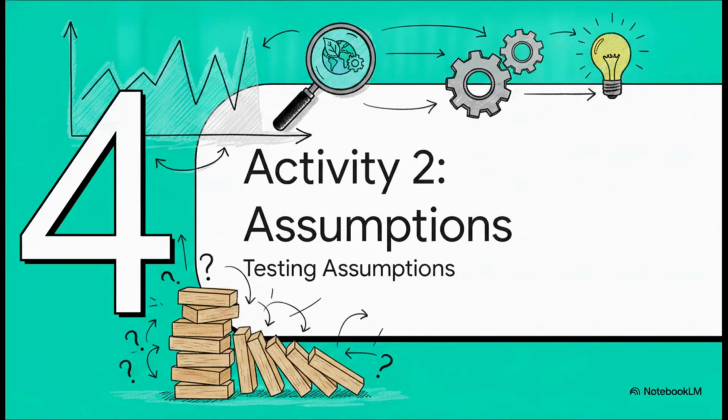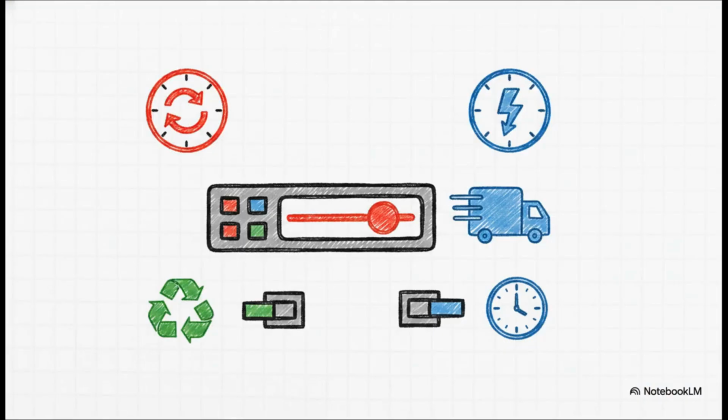Moving right along to part 4, activity 2, testing assumptions. Once you know exactly where your impacts are coming from, you have to test how fragile those numbers are. During this activity, you'll be manipulating several key variables, things like reuse cycles, transport distance, substitution ratios, the local electricity mix, recycling rates, and product lifetime. I want you to really push the boundaries here.